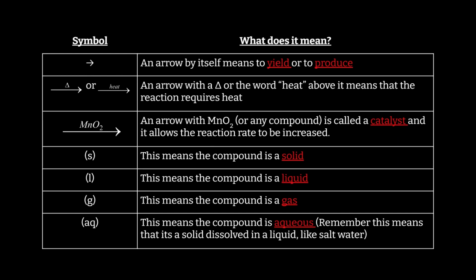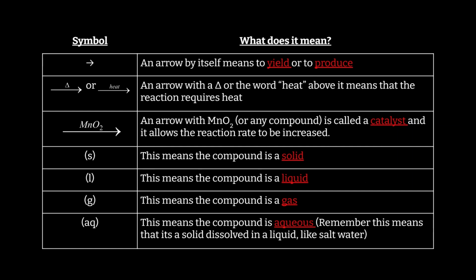Here are some of the symbols that you'll see inside of an equation. The first one is going to be an arrow. The arrow by itself means to yield or to produce. If we have an arrow with a delta or the word heat above it, that means that the reaction requires heat in order to progress. An arrow with an MnO2 or any compound above it is going to be called a catalyst and allows the reaction rate to be increased. This means that the reaction is able to happen faster, or it is going to lower the activation energy in order for the reaction to take place with less energy.